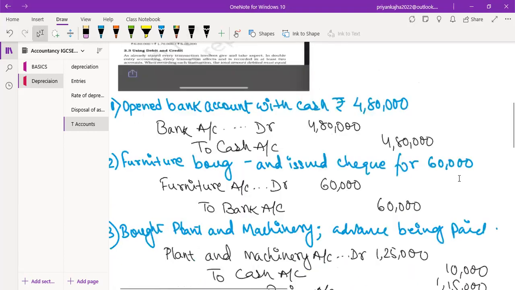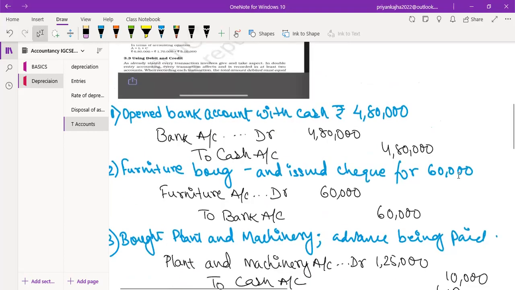Now coming to step number one, that is journalizing. The given transaction is: open a bank account with cash of rupees 4,80,000. So how to journalize it? Step number one, analyze what accounts are involved in this transaction. We can see two accounts are involved: first one is bank and another one is cash.